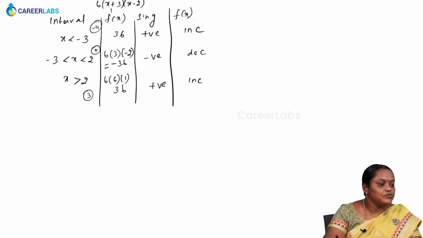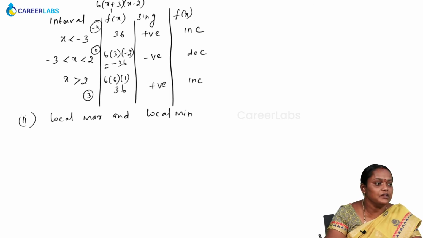Okay. Let us move on to the second subdivision. So what is the second subdivision? We are going to find the local maximum and local minimum. Again, we can conclude with the help of the previous table itself. Already we have broken the interval with the help of critical numbers. We have identified where the function is going to increase and where the function is going to decrease. So now, if we want to find the local maximum and local minimum, we can look at the sign changes.